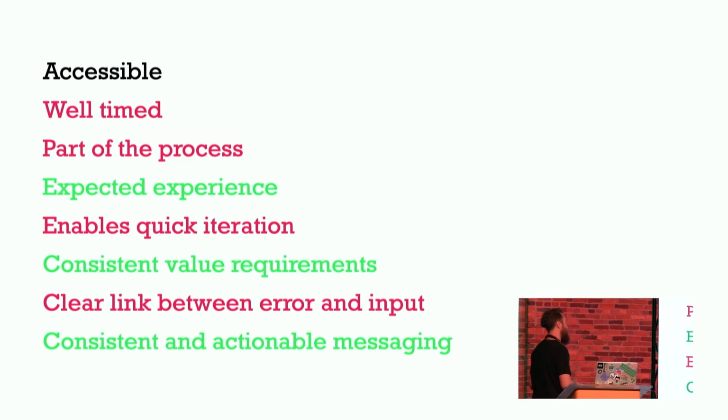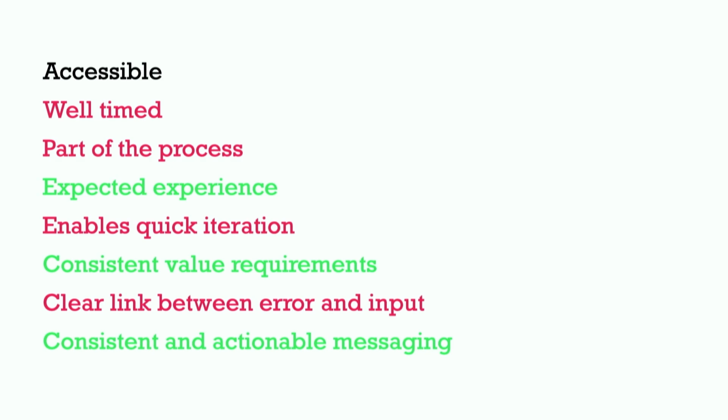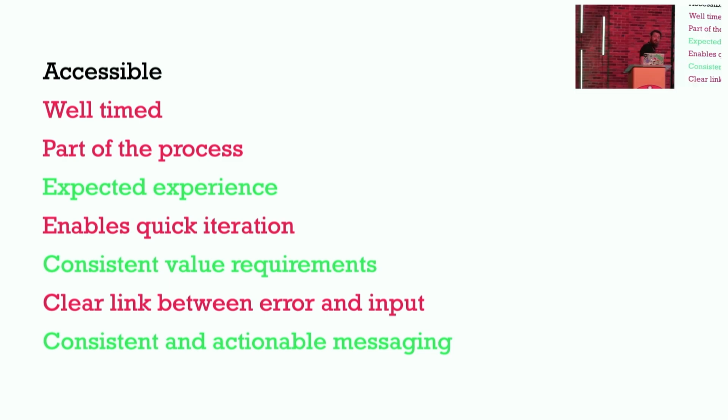It's an expected experience. It doesn't enable quick iteration. If I deal with something and then I hit submit and I haven't quite addressed it correctly, then it's going to do a request, come back, tell me that it's wrong. I can't iterate quickly. It does have consistent value requirements because everything's driven from the back end. We've only got one place doing validation, so life's good. Get that for free.